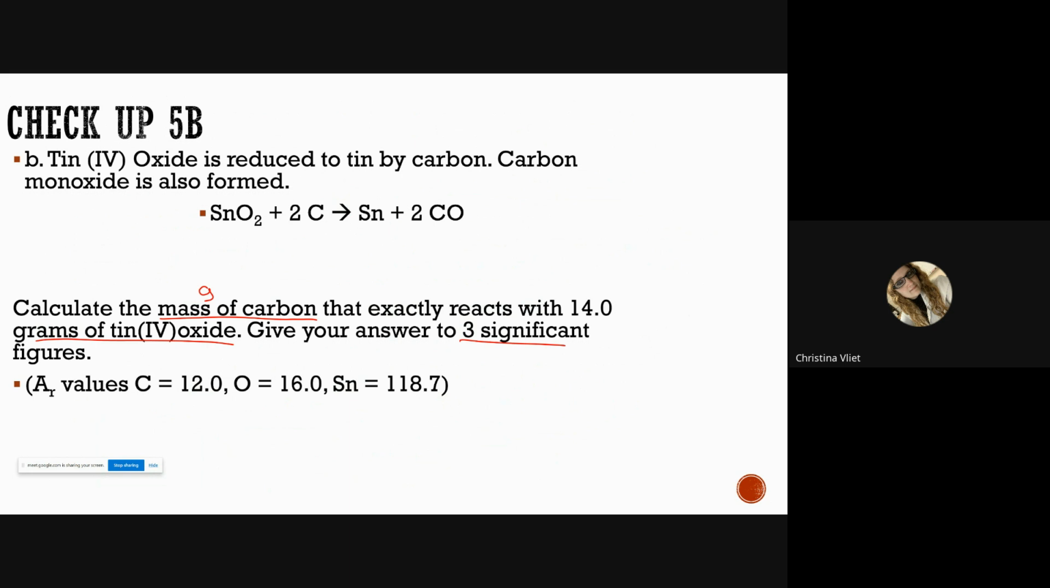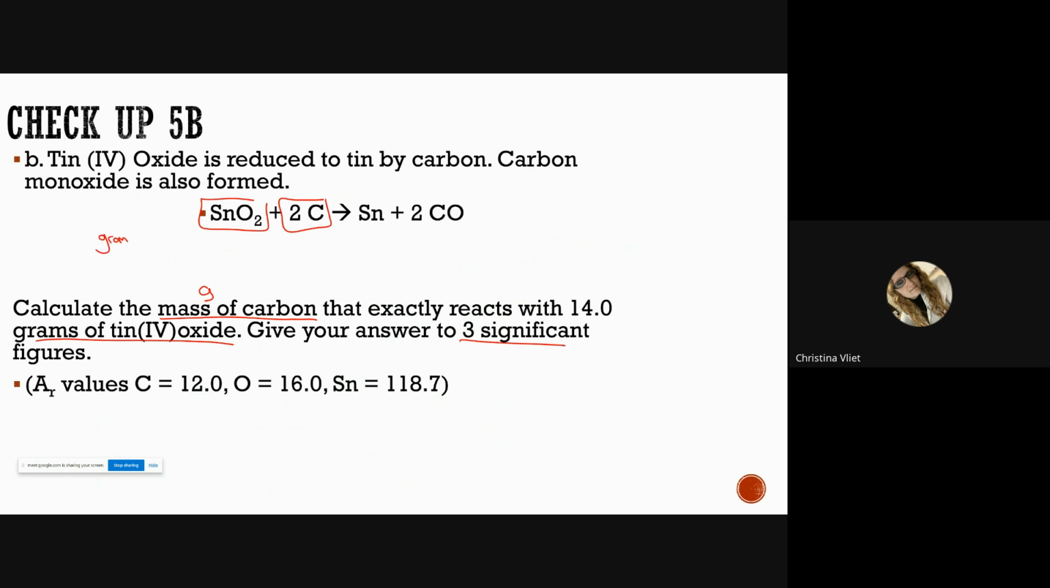So what did I say to do first for that? You should find carbon on here. And what else should you find? Where's tin 4 oxide here? First one. So that's the first thing, is to identify what you're looking for and what you have. The next thing would be to change those moles to grams. In the recipe, you want to change the moles to grams for each one. So we're going to change this to grams.